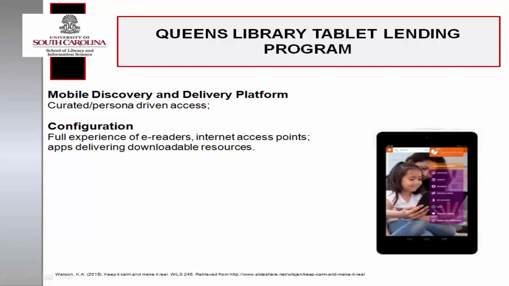Tablets are configured with e-readers, internet access points, and apps delivering downloadable resources. Preloaded content on tablets focuses on educational information, health and literacy resources, job readiness, citizenship and immigration, book lists, and information about library programs. The tablets are also preloaded with Overdrive, Blio, Acoustic, Zenio, IndieFlex, and Freegal. Content is updated when devices are within range of library Wi-Fi.